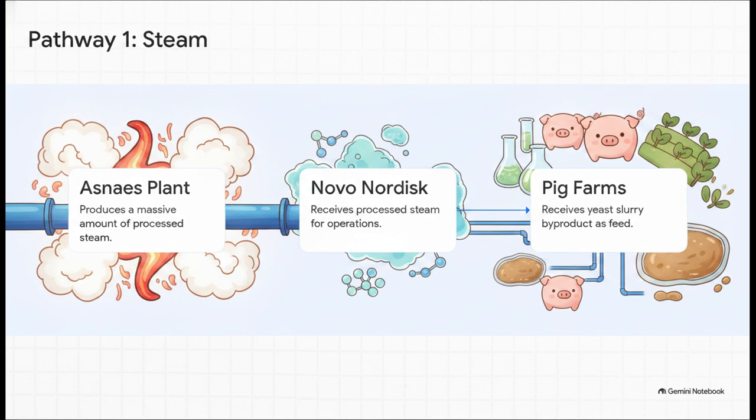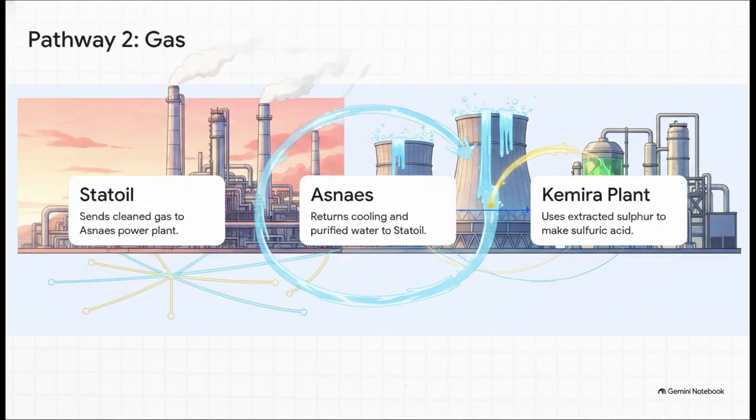That steam is piped directly over to Novo Nordisk, a pharmaceutical plant, which desperately needs that precise heat for its operations. Then, Step 3, Novo Nordisk's biological processes generate a byproduct, this yeast slurry. Rather than paying to dispose of it, they send that nutrient-rich liquid sludge directly to local pig farms to be used as feed and fertilizer. So energy becomes manufacturing heat, which then becomes agricultural food. Let's see how this builds with a second pathway.